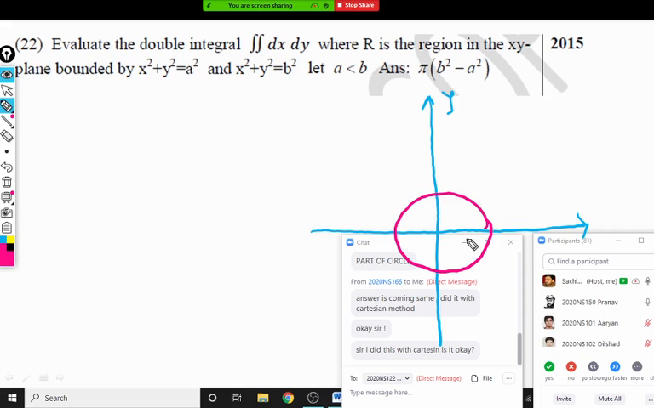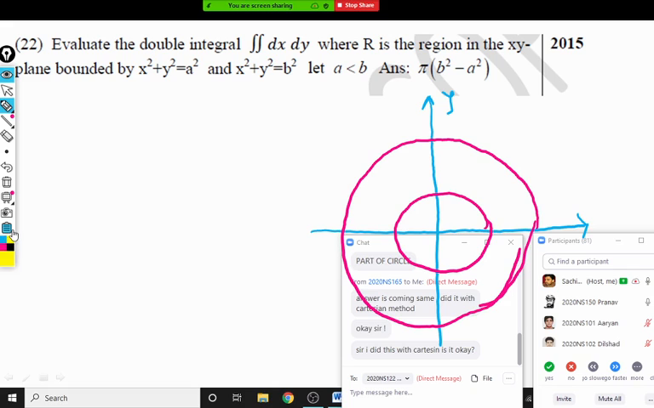Radius a. Next, the second circle of radius b. Because a is less than b, we should draw it like this. The region is between them, na? So this is the region.